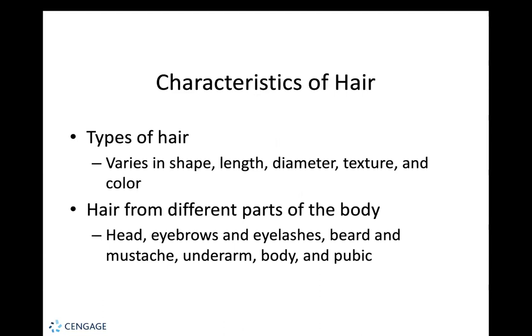There are different types of hair, which can vary in shape, length, diameter, texture, and obviously color. Hair from different parts of the body: we have head, eyebrows, eyelashes, beard and mustache, underarm, body, and pubic hairs, all of which can sort of be distinguished by looking at them underneath the microscope.